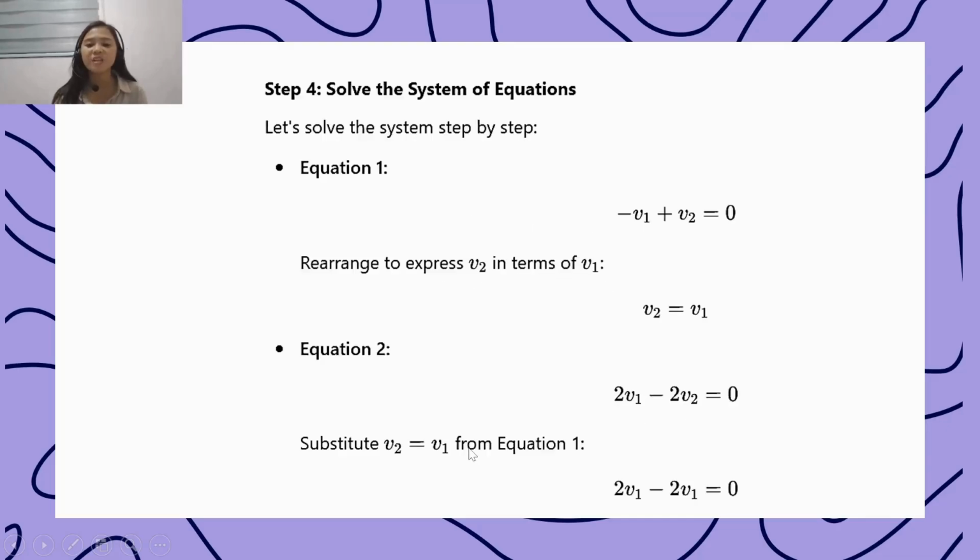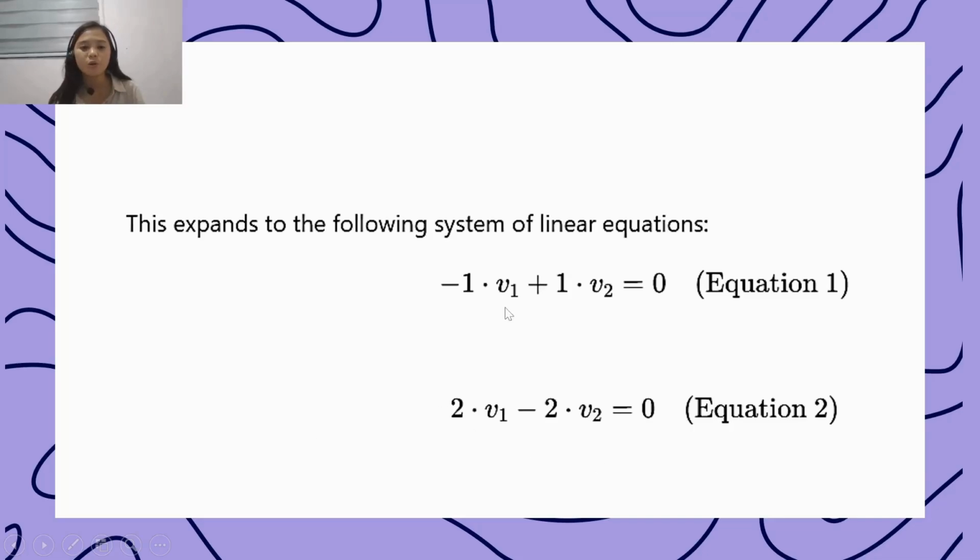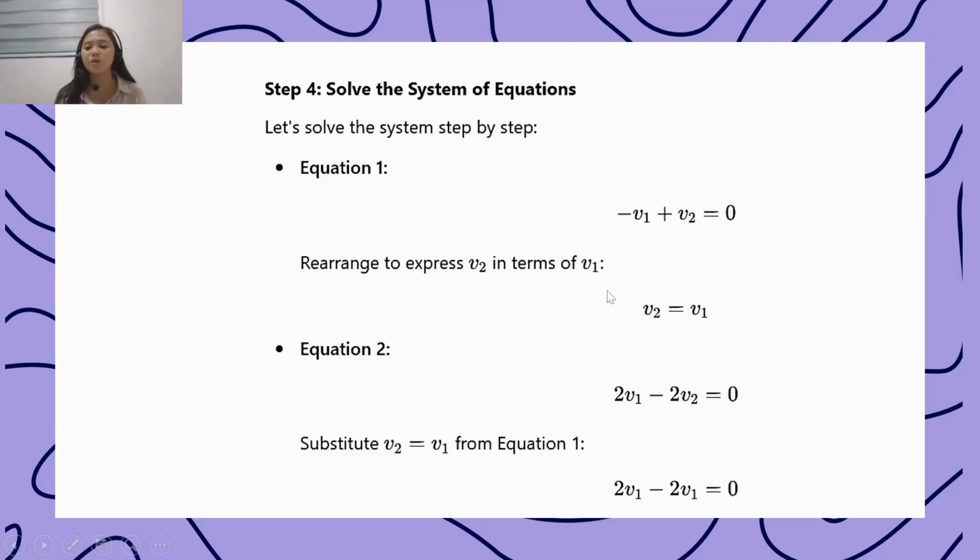So we will simplify that one. Our answer is negative v sub 1 plus v sub 2 equals 0. So negative 1 times v sub 1 is negative v sub 1, and this one is positive v sub 2. That is our equation 1. And we will rearrange it to express v sub 2 in terms of v sub 1. So we will transpose this one. So the value of v sub 2 is v sub 1.